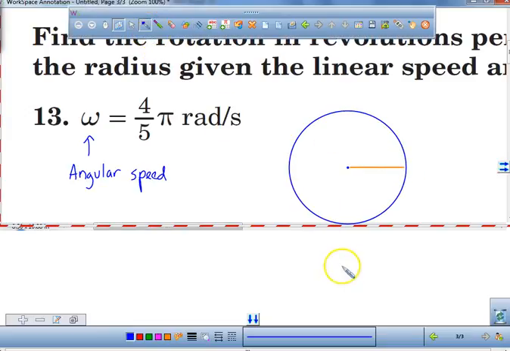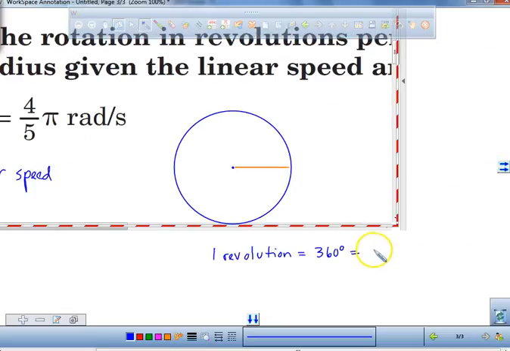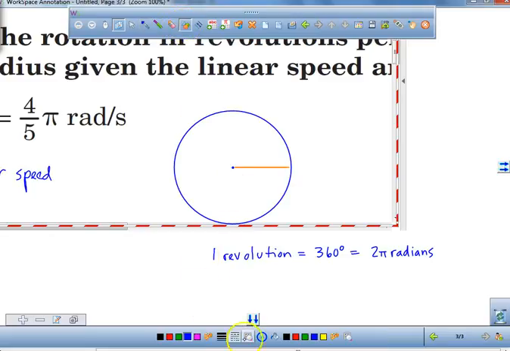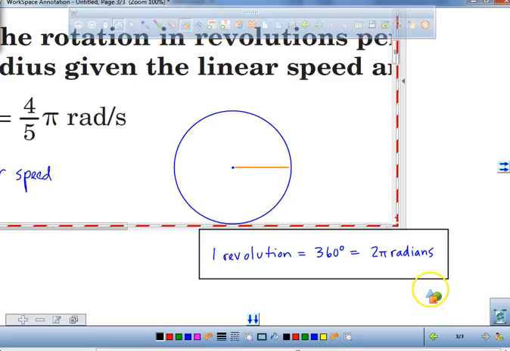So here's what I want you to do. I want you guys to write down this. 1 revolution is equal to 360 degrees, but that 1 revolution is also equal to 2 pi radians. That's a pretty important concept just to have in your journal. Like, okay, it's 1 revolution, right? 360 degrees, 2 pi radians. That's just a standard you need to know.